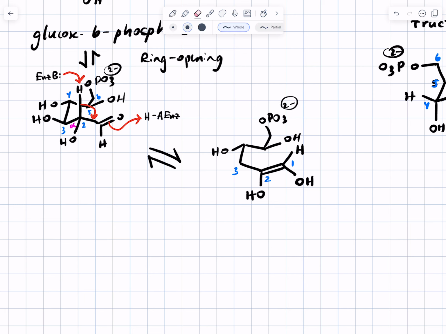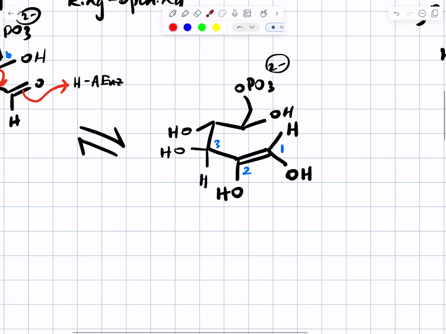And then I'm missing an OH group on carbon 3. I'm showing the proton there so that we don't lose track of stereochemistry, but there we go. This intermediate is an important one. This is called an ene diol.